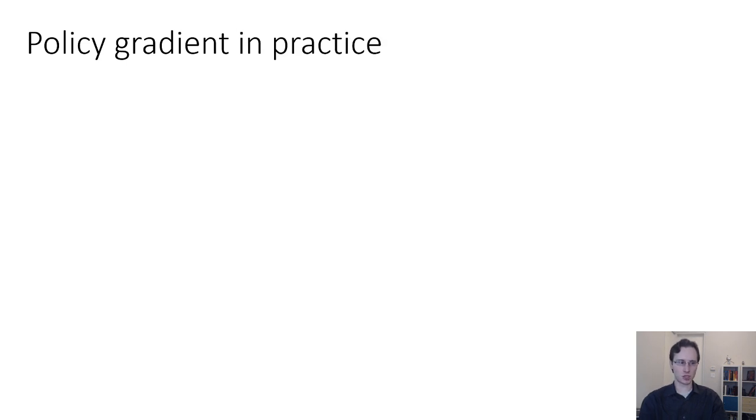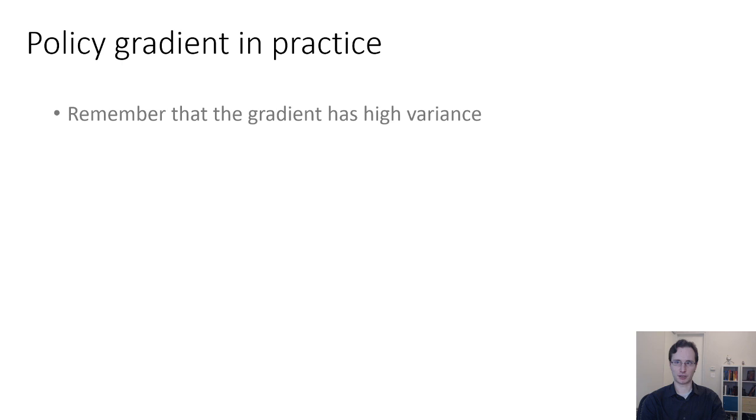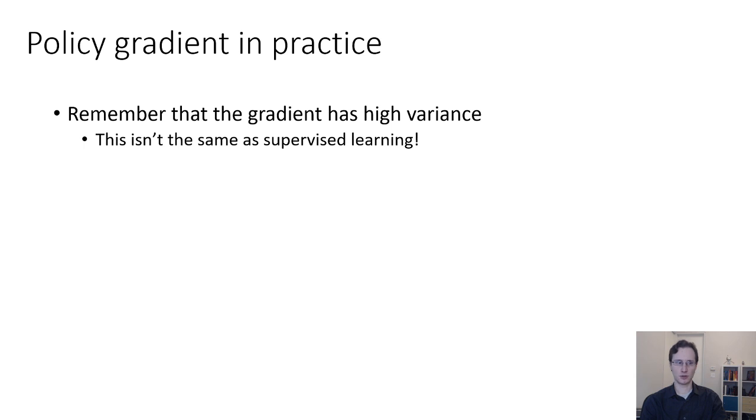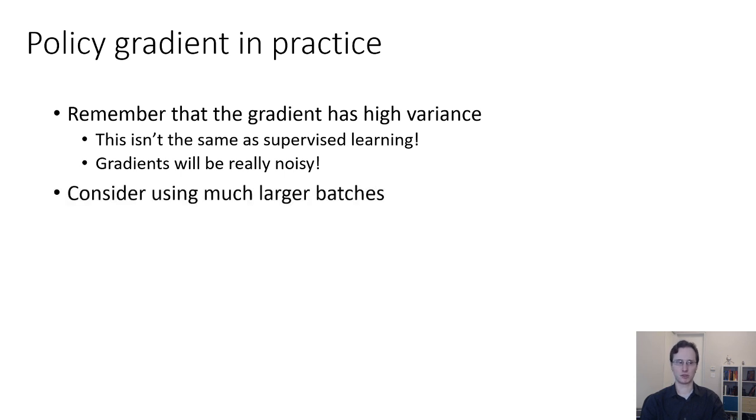All right, a few general tips about using policy gradients in practice. First, remember that the policy gradient has high variance. So even though the implementation looks a lot like supervised learning, it's going to behave very differently from supervised learning. The high variance of a policy gradient will make some things quite a bit harder. It means your gradients will be very noisy, which means that you probably need to use larger batches, probably much larger than what you're used to for supervised learning. So batch sizes in the thousands or tens of thousands are fairly typical.